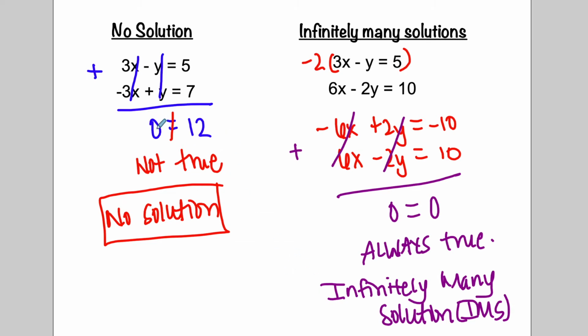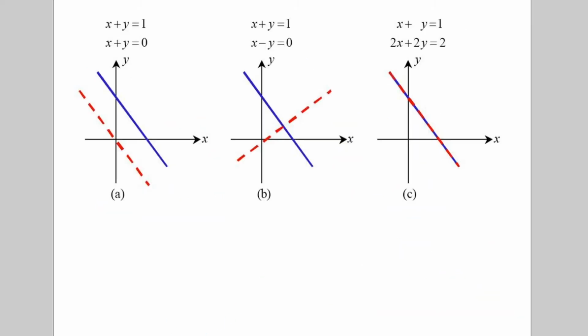So if you come across a statement where 0 equals some number, that's not true. That's no solution. If you get 0 equals 0 or 5 equals 5 or something like that, that is always true. So it's infinitely many solutions.